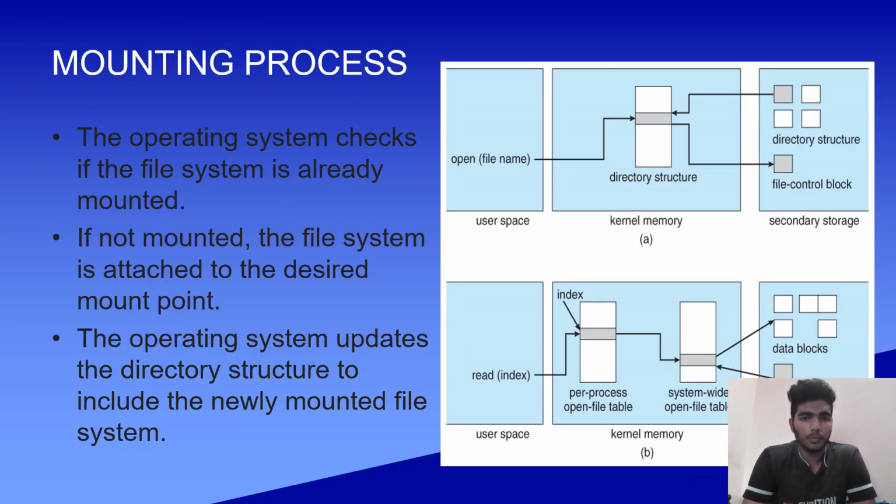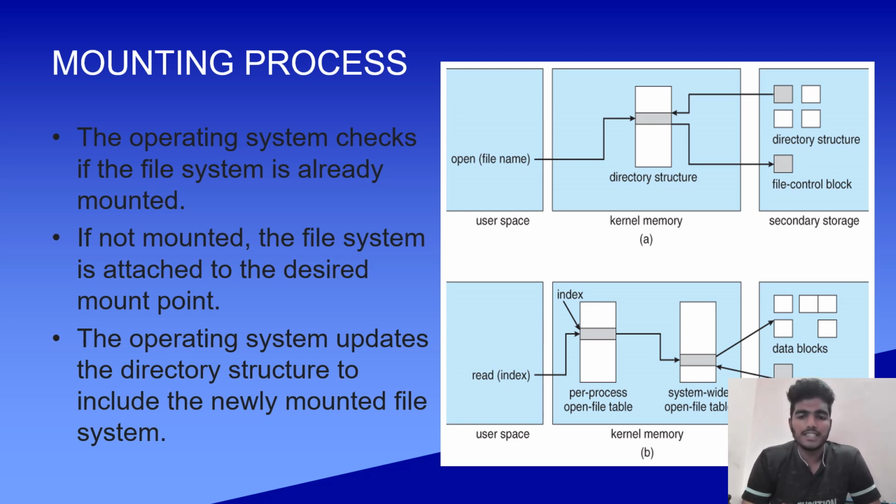So let's see the mounting process. The operating system checks if the file system is already mounted. If not mounted, the file system is attached to the desired mount point. The operating system updates the directory structure to include the newly mounted file system. So first the operating system checks if the file system is already mounted. If it's not mounted, it will be attached to the mount point, and later the directory structure includes the newly mounted file system. Here's the structure, or typical view, of that.